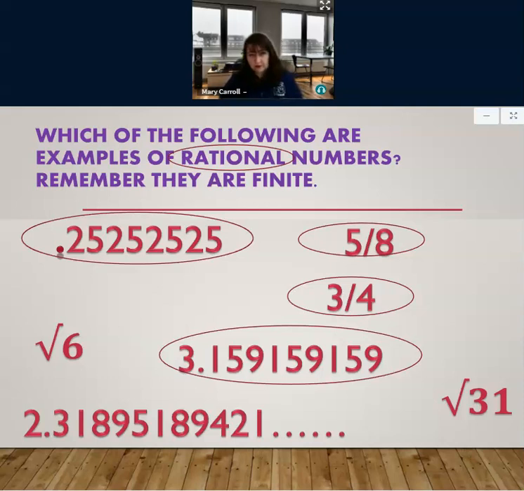Now, on the other hand, the square root of 6 is between the square root of 4 and the square root of 9. Therefore, it is not a perfect square. Square root of 31 is between the square root of 25 and the square root of 36. Also not a perfect square. And the decimal down below, the 2.3189..., the 3 dots typically represent that it goes on forever, 3 or more dots. And you'll notice that there is no repeating involved.